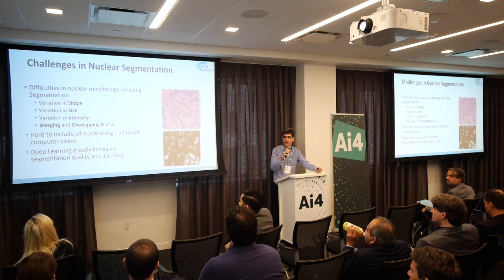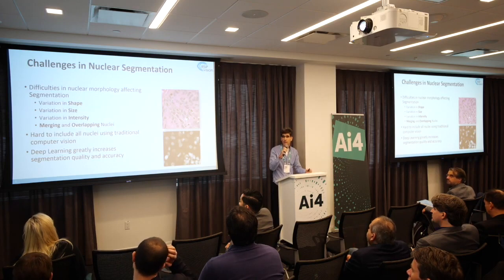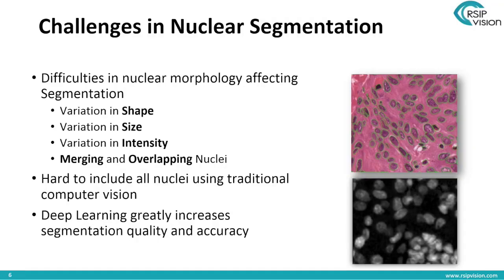I'm going to talk a bit about our approach. So this is a very challenging task. There's variations in shape, in size, in intensity. Sometimes the nuclei in a given image can have multiple scales of intensities. You want to pick up on all of them without hand tweaking it too much. There are also merging and overlapping nuclei.